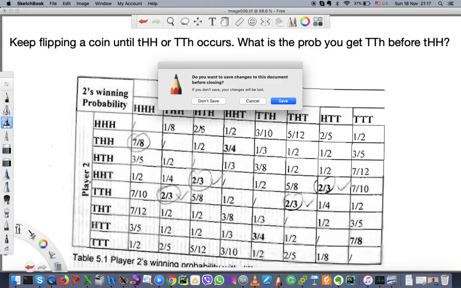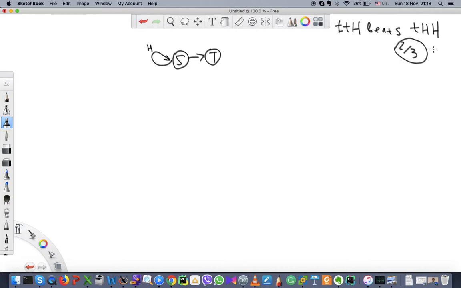Now, let's start with the Markov chain, what are the states, and then finally use equations for absorption probability. So this is our starting state. Now from this starting state we will go to tail, or we will go back to state S if we get H. And remember, we are interested in, let's denote it like this, TTH beats THH. This is what we are interested in. And you remember it was 2 over 3. And what we are going to do is to check it.